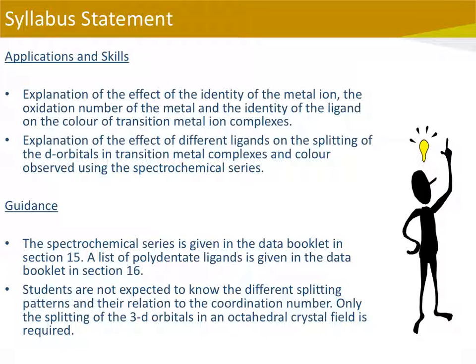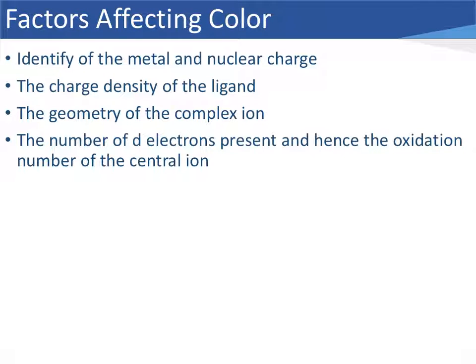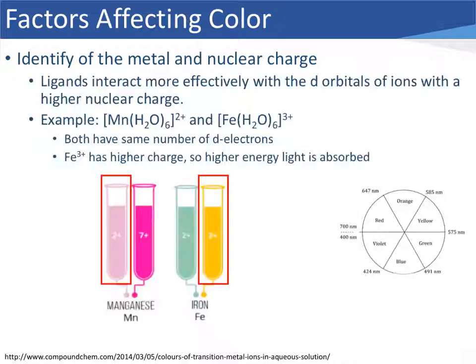So we've got some more syllabus statements to discuss, all related to the color of these ions. Factors that affect the color: identity of the metal and the charge on that metal, the charge density of the ligand, the geometry of the ion, and the number of d electrons present, and hence the oxidation number of the central ion. So let's look at these factors.